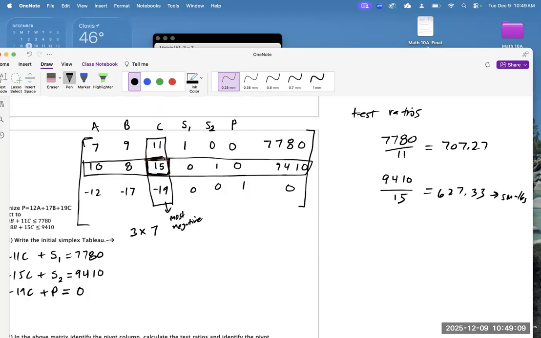I like to make my pivot entry 1 because what we're going to be doing is taking this entry where the 15 is located, and taking a multiple of that and adding it to another row to zero out both the 11 and the negative 19. So zero out all the other values in this column. We're going to use the 15 to zero out both the 11 and negative 19, all the other values in this pivot column.